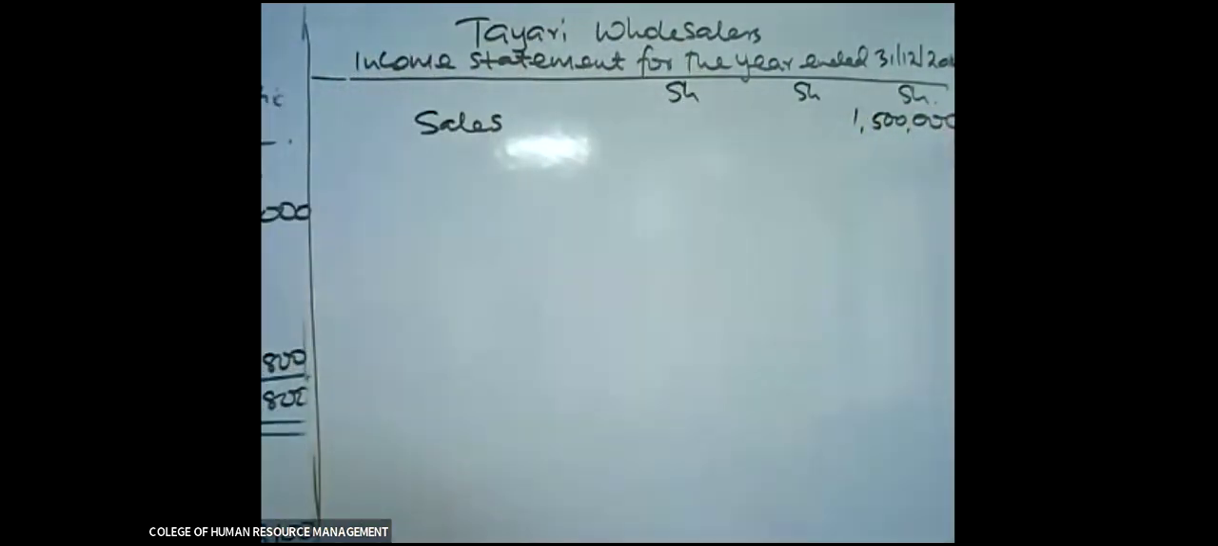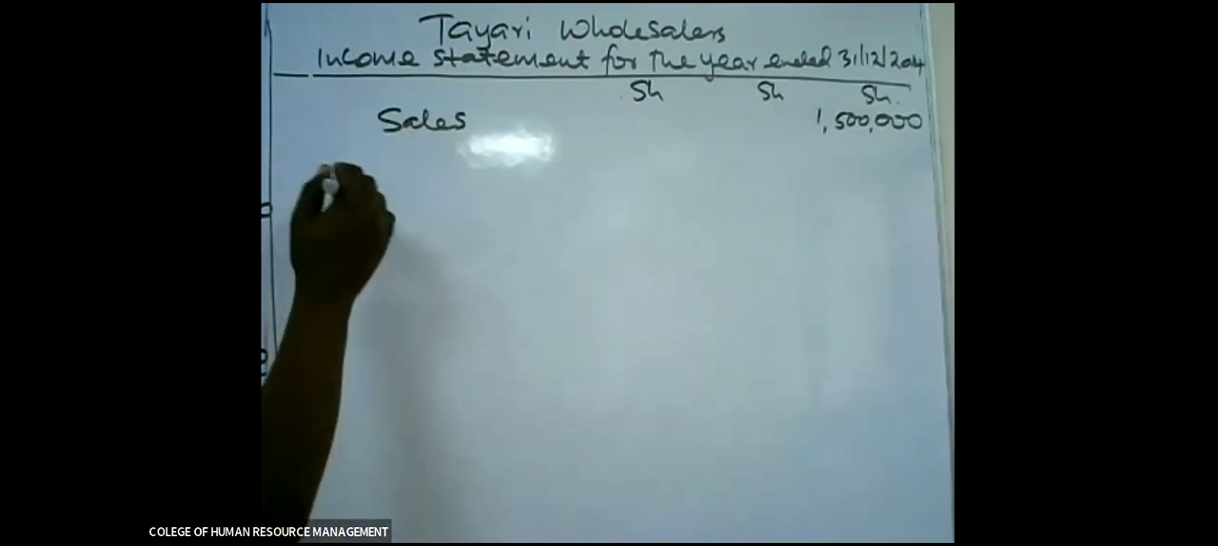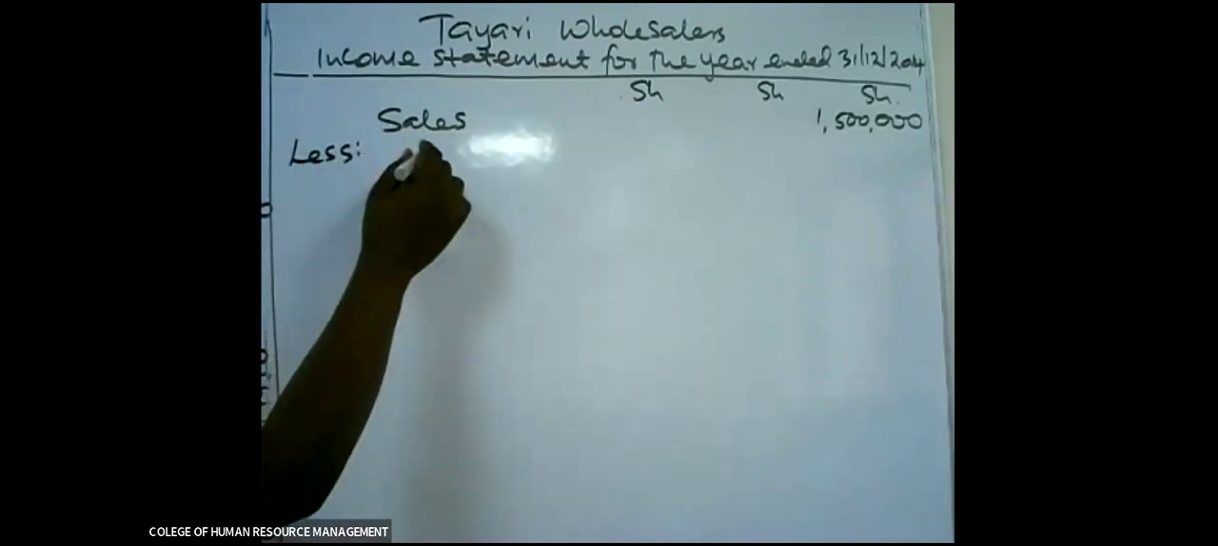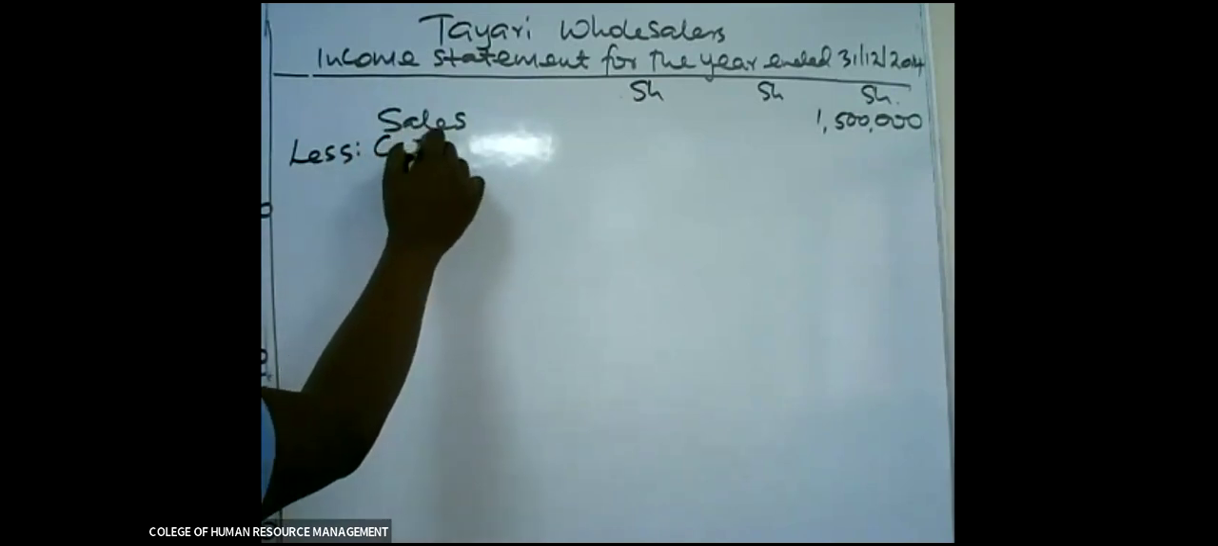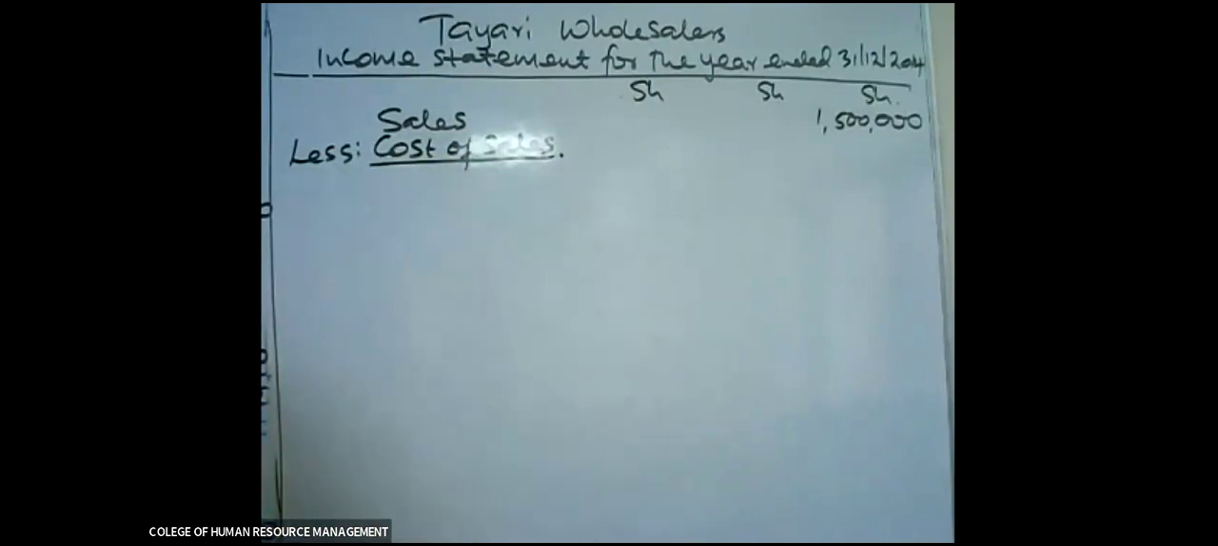I told you the moment you have captured sales, the next thing you need to confirm from the question is whether we have got sales returns or returns inwards so that you can deduct from that amount. So you just go through the question and find out, do we have sales returns? We don't have. So that is the final sales. Then we say from that sales, we need to less the cost of those sales. This one you underline because you need to compute or derive it.